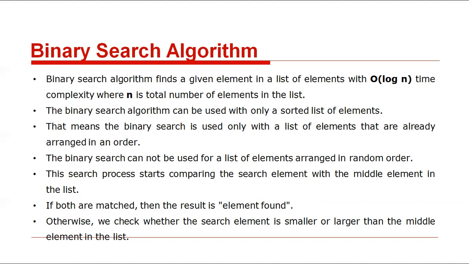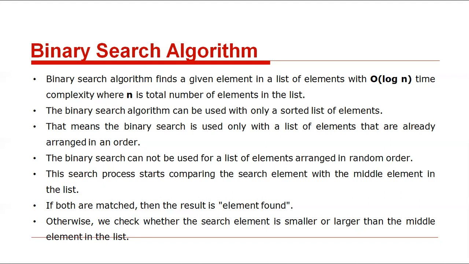So the binary search is used only with a list of elements that are already arranged in a sorted order. Clear? All of you. So the elements must be in sorted order in a binary search algorithm. The binary search cannot be used for a list of elements arranged in random order.